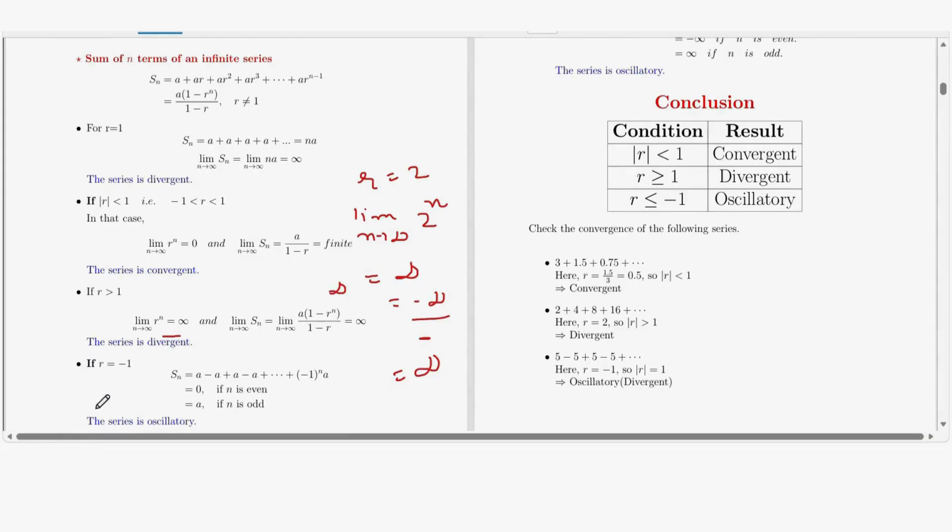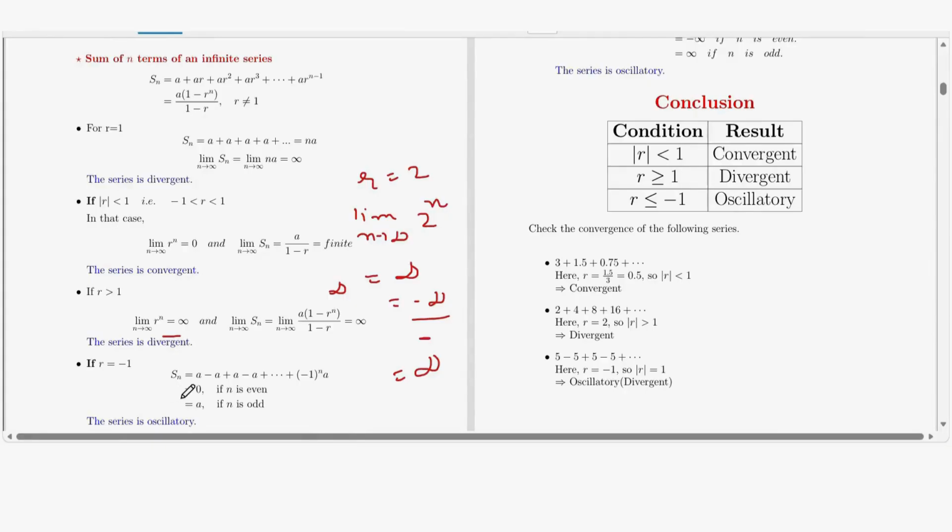Next case, for r equal to -1. So in this series, put r equal to -1. So we get an alternating series. First a plus, here minus a, plus; -1 raised to an even power means positive a, again negative a, like this. So here what do we get? Sn is what? Sn is a minus a plus a minus a, up to the last term, which is -1 raised to n into a.